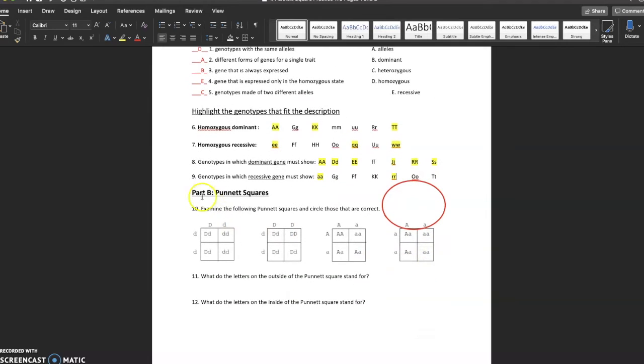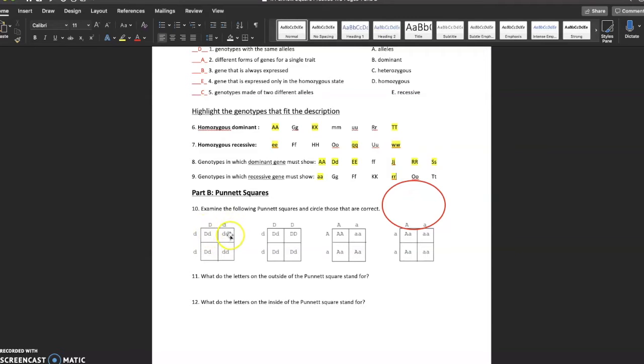So moving on to part B, Punnett squares. So we had to examine the Punnett squares and circle those that were correct. So you had to look at the parents and determine if the offspring in the middle were correctly filled out. So for this first one, we have a capital D coming from the top, lowercase d coming from the side, so that first box, A-OK.